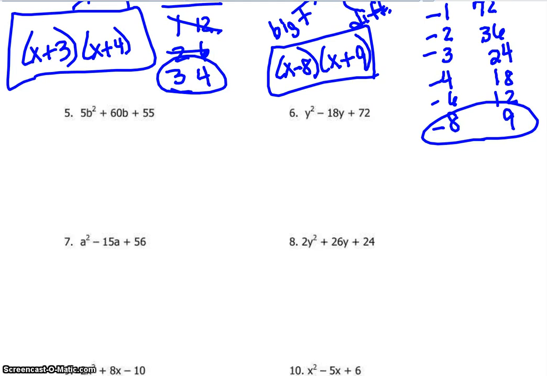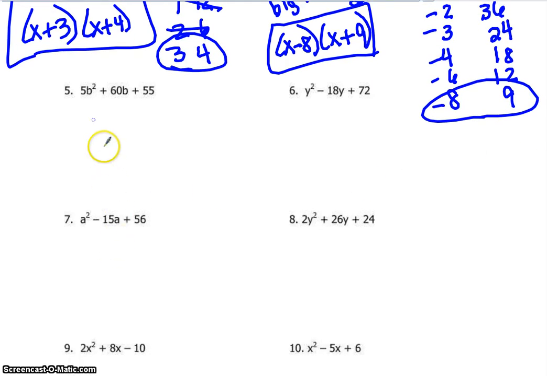Looking at number 5. Okay, the thing that catches my attention is there's a number at the beginning. When that happens, look and see if you can pull it out. All 3 of these will divide by 5. So you pull a 5 out, and then it leaves you b squared plus 12b plus 11. And you're not going to do anything with that 5. You will trail it down and include it as part of your answer, but you don't actually have to do anything.